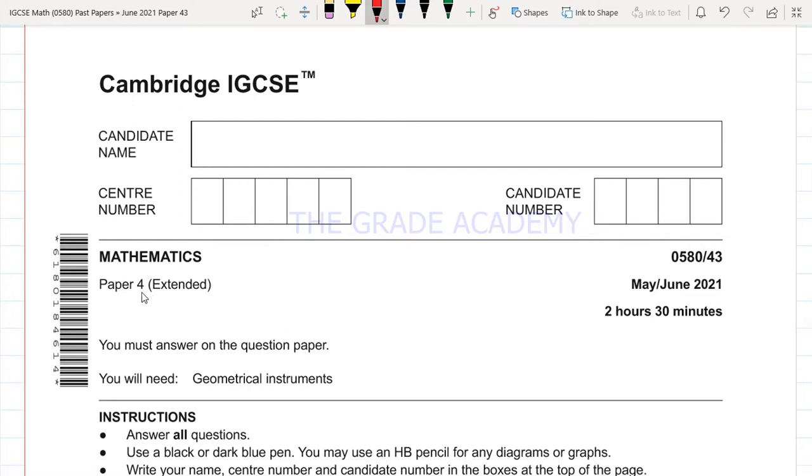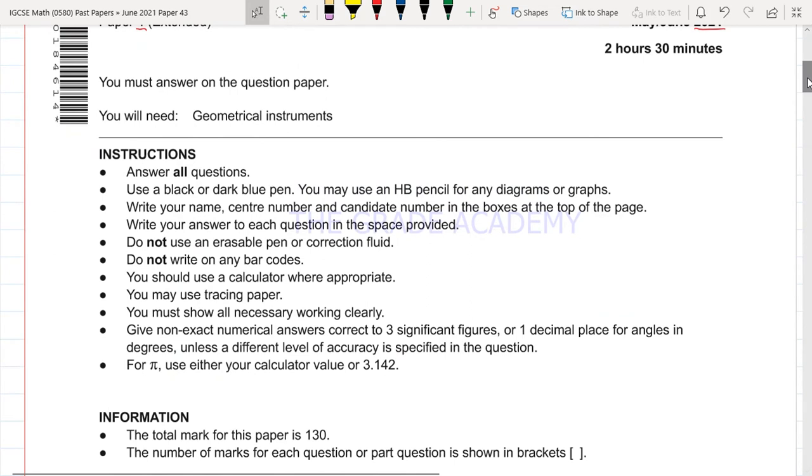This is paper 4 of May-June 2021, and the variant of the paper is 4.3. And here are some instructions to consider before solving the paper. We have to answer all the questions on the question paper.